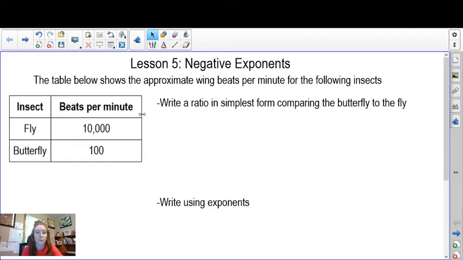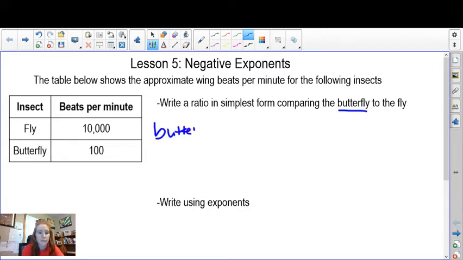The table below shows the approximate wing beats per minute for the following insects. Step number 1 asks me to write a ratio, in simplest form, comparing the butterfly to the fly. I'm going to pick my math color to be blue. When I write a ratio, I just take the first word that I see, which is butterfly, and then I put the second word on the bottom, which is fly, and it's going to be a fraction, essentially.